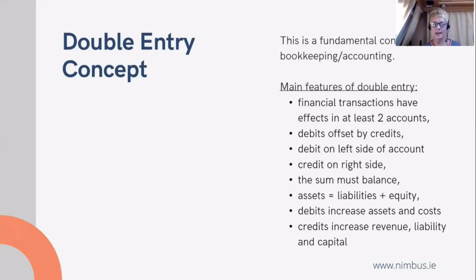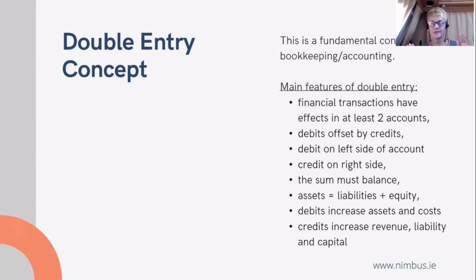So the double entry concept means that every financial transaction will have effects in at least two accounts. So one on one side, another one on the other side. So at least two accounts, because there may be more than two, and I will show it to you later on. The next rule is debits are offset by credits. Debits are on the left side of an account, credits are on the right side, and the sum must balance.